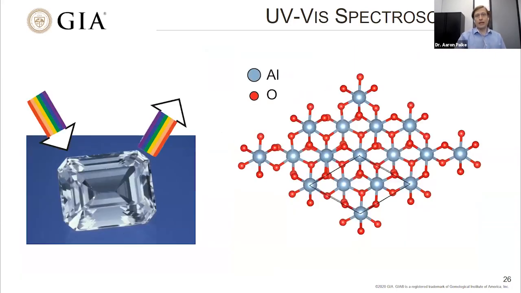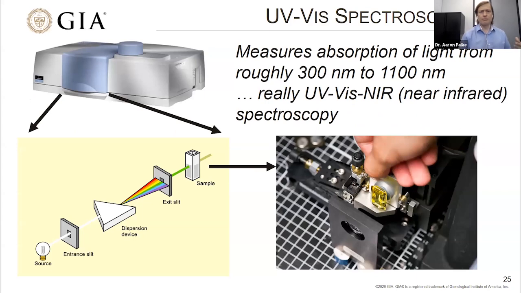And really, we measure basically from about 300 nanometers to about 1100 nanometers in a UV visible spectrometer. You can go a little lower and a little higher. So we call it a UV-VIS spectrometer, but it's actually a UV visible near infrared spectrometer. That's just more of a mouthful, because you can really measure into the near infrared as well.